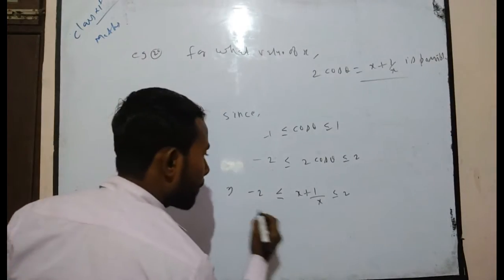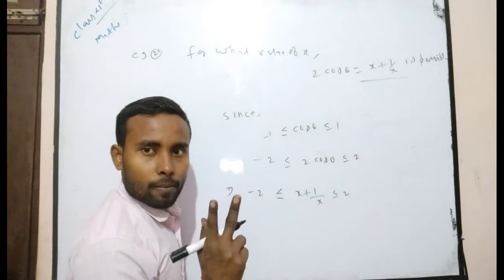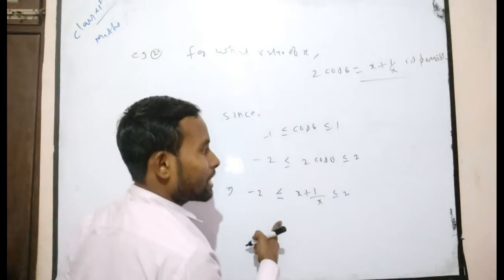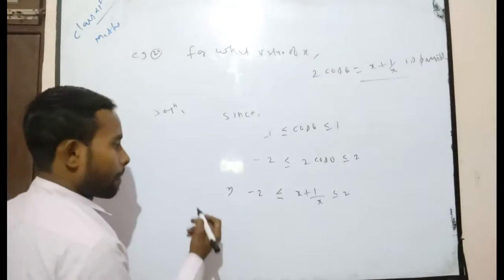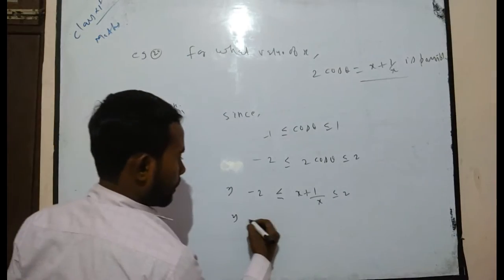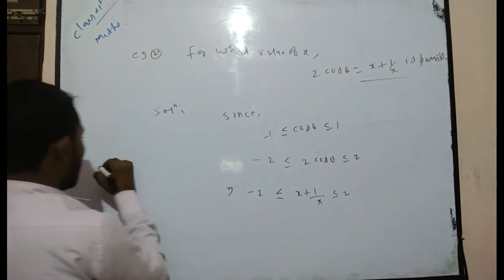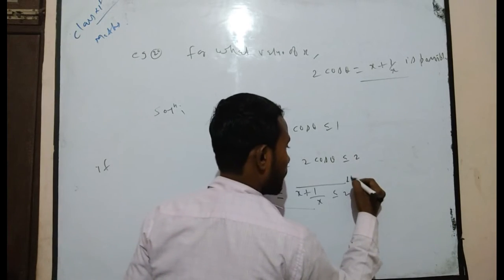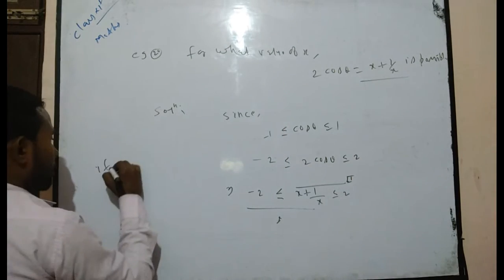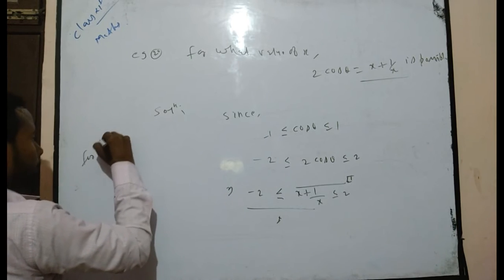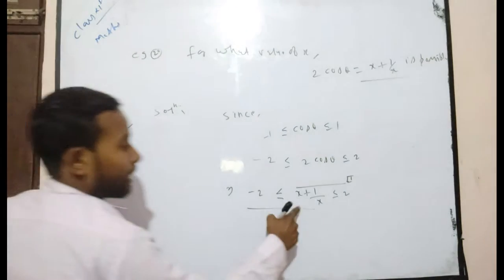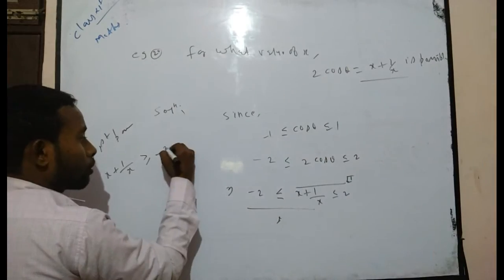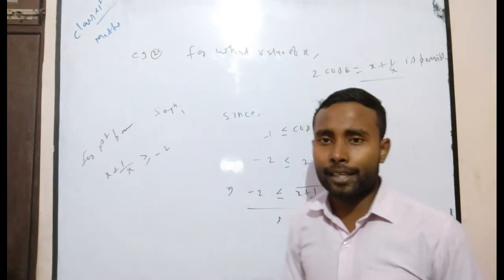Now you have to split it into 2 parts. If you split it into 2 parts, then we take the first part and the second part. For the first part, x plus 1 by x is greater than or equal to minus 2.